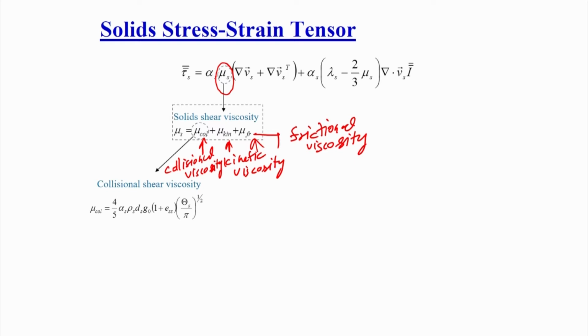For each viscosity, several equations have been proposed in the literature. Again, I am showing only those equations which are most popularly used. It does not mean that you have to limit yourself to this point. You can develop these equations; there are several ways to develop them, and several equations are also available. So, we are discussing some of the tentative equations which are widely used. The collisional viscosity equation has been defined by 4 by 5 alpha s rho s ds into, here ds is the solid diameter, or diameter of the solid particle.